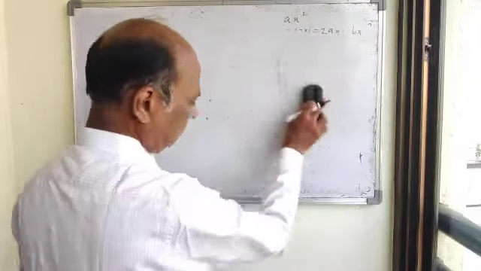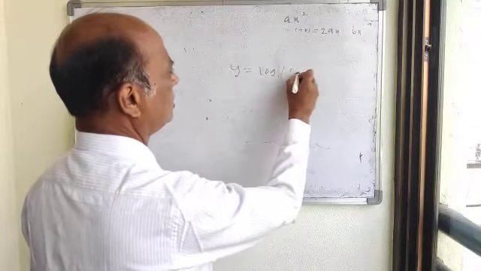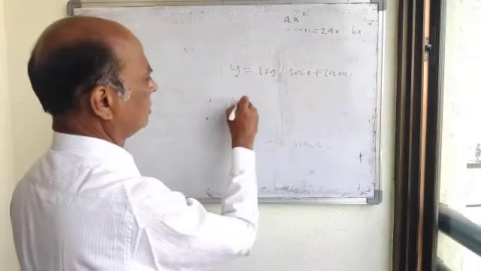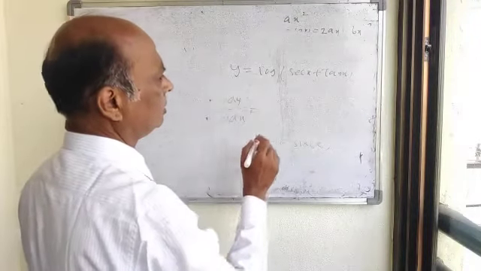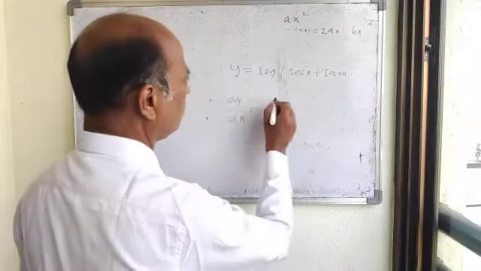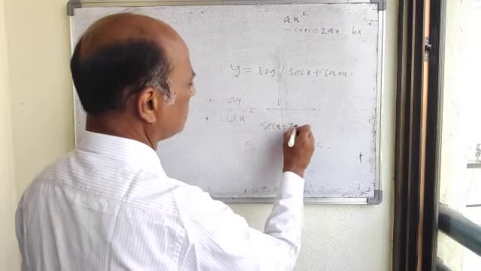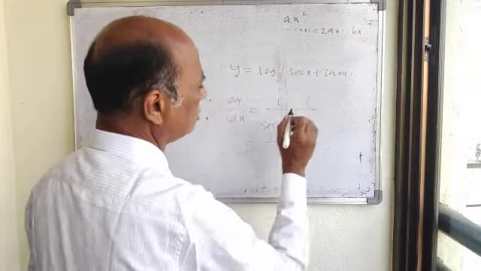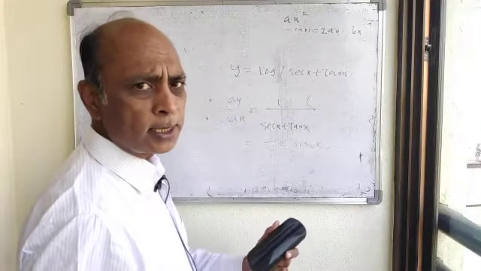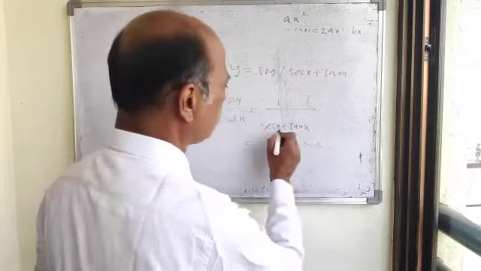That is log of sec x plus tan x. y is equal to log of sec x plus tan x. So dy by dx is equal to, now what is log of? Log of something, that is 1 upon that. So log of sec x plus tan x gives 1 upon sec x plus tan x. Now here we have to multiply by the derivative of sec x plus tan x. Sec x is a fundamental function, and all of you know that its derivative is sec x into tan x.